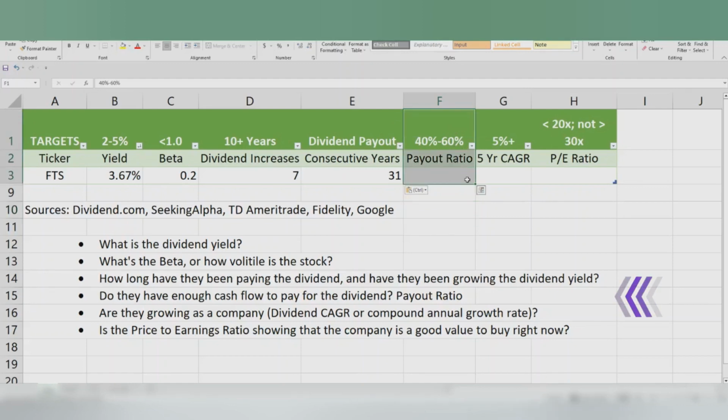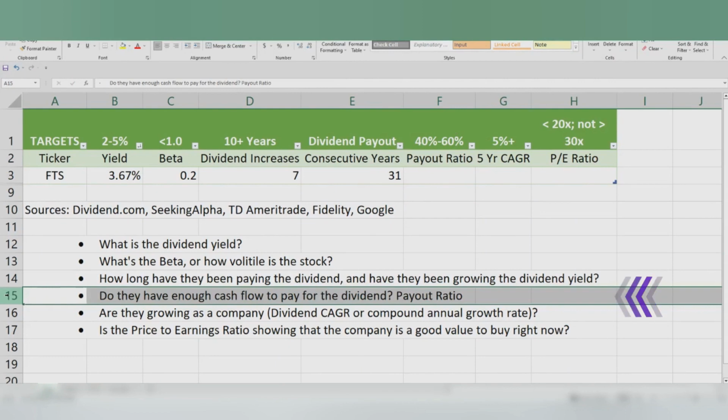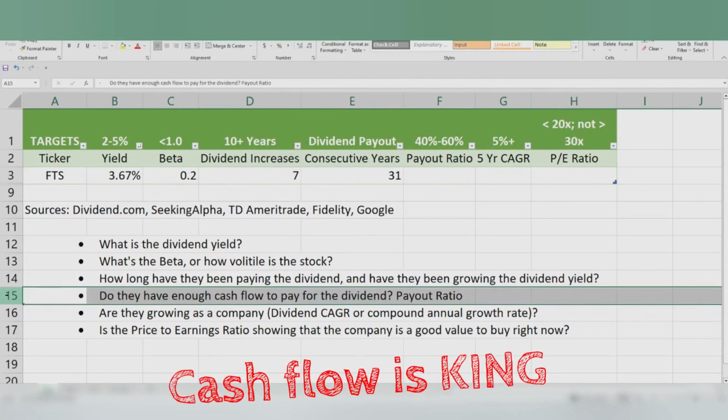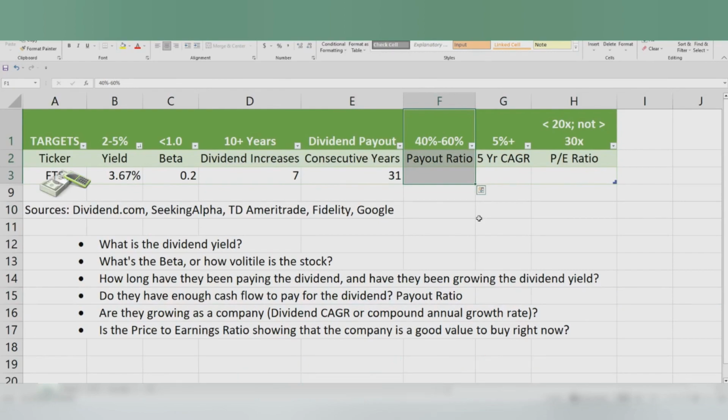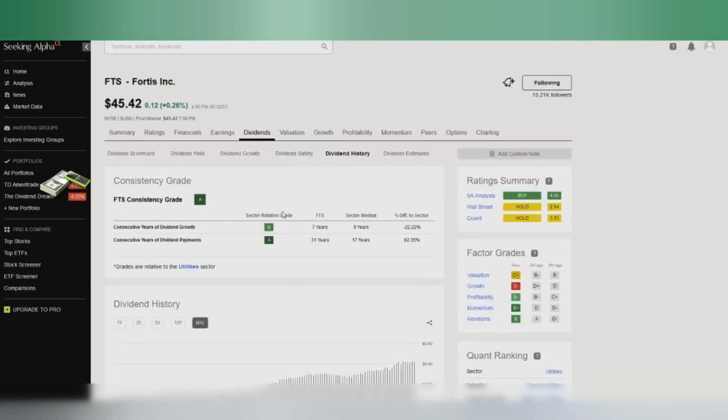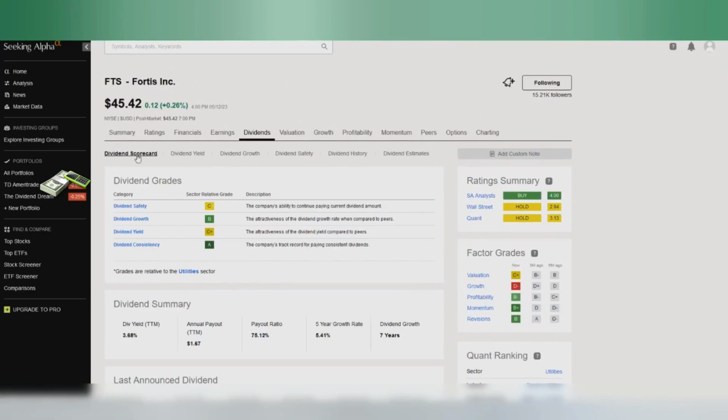Okay, so the next question is, what is the payout ratio? And one way to think about the payout ratio is, do they have enough cash flow to pay for the dividend? Because even if they have paid for it in the past, what about going forward? Can they cover this dividend? Do they have enough money? And so for this, we can go back to Seeking Alpha and take a look at the dividend scorecard. And so here you can see a payout ratio of 75%.